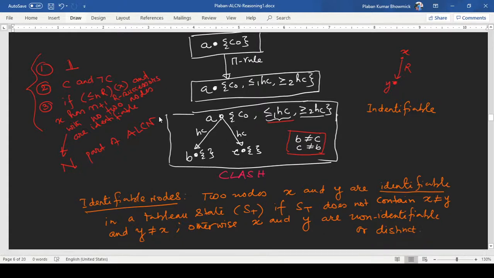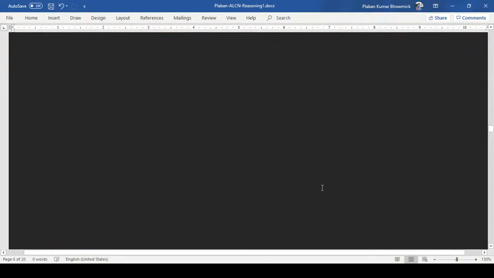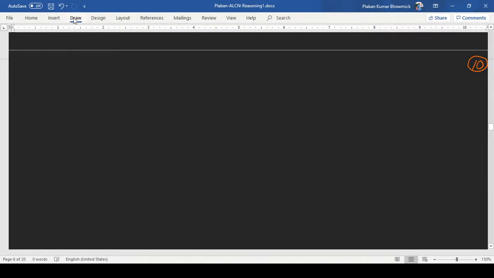Now I guess we have got all the ingredients that we need to start designing the algorithm formally. There are certain prerequisite things that we need to consider. So the first tableau algorithm that we are considering is the ALCN tableau algorithm for empty ABoxes.